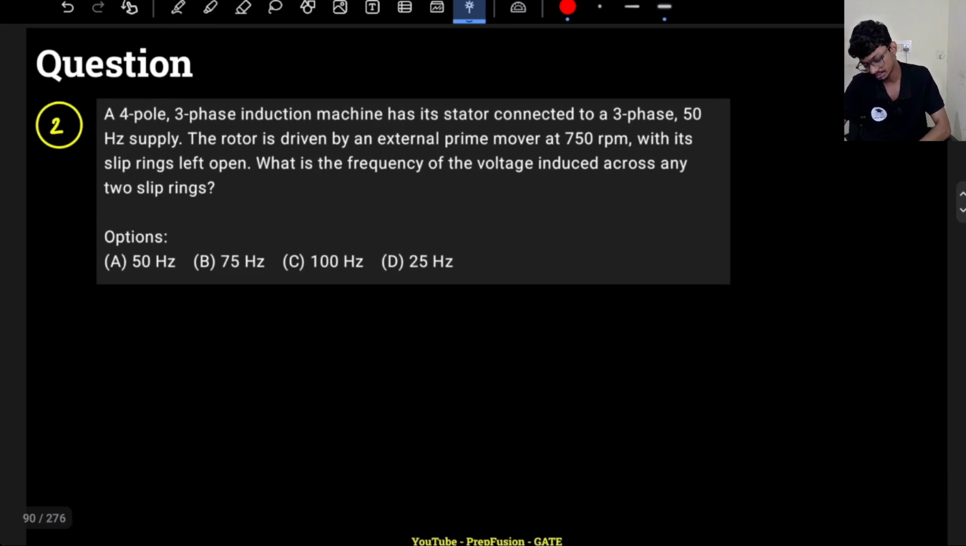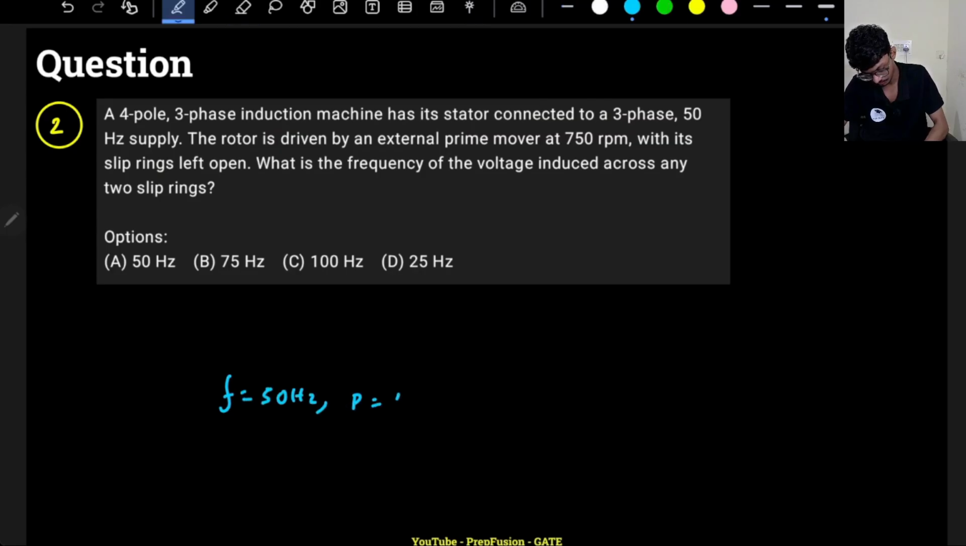A 4-pole 3-phase induction machine has its stator connected to a 3-phase 50 hertz supply. So the supply is 50 hertz, it is a 4-pole machine, so the number of poles is 4. The rotor is driven by an external prime mover at 750 rpm. So rotor N_R is 750 rpm. Rotor speed is 750 rpm.